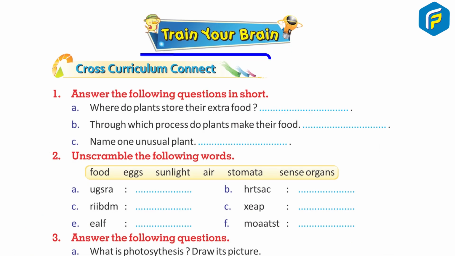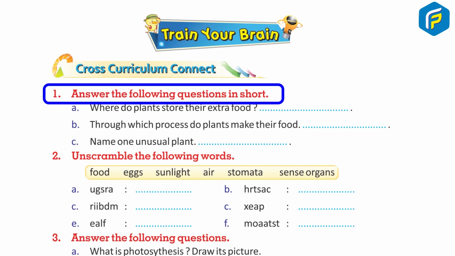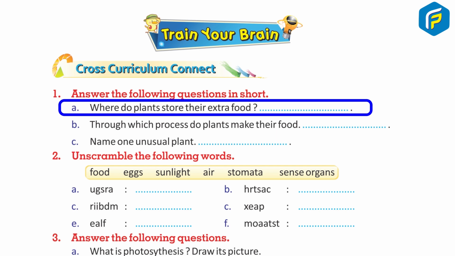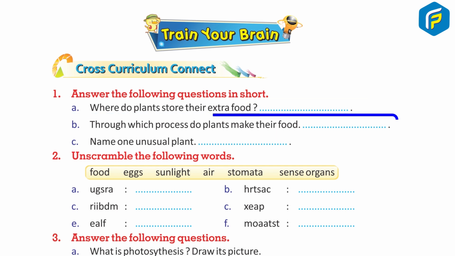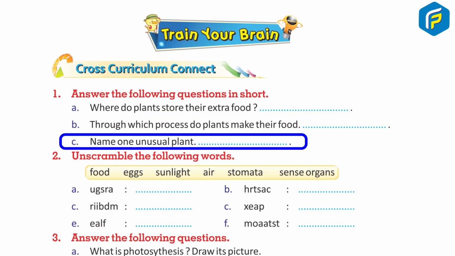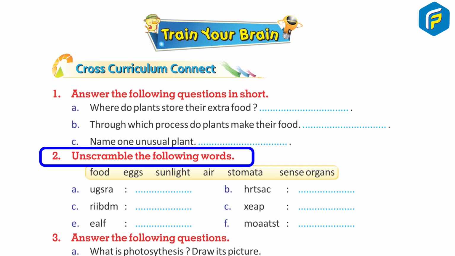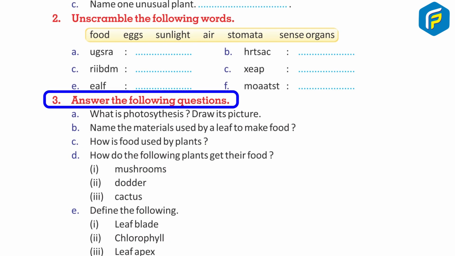Train your brain. Cross curriculum connect. 1. Answer the following questions in short. A. Where do plants store their extra food? B. Through which process do plants make their food? C. Name one unusual plant. 2. Unscramble the following words. 3. Answer the following questions.